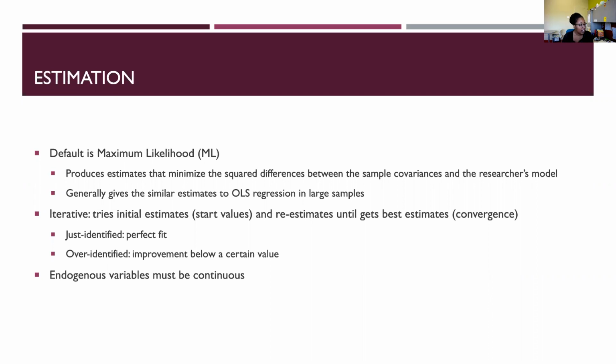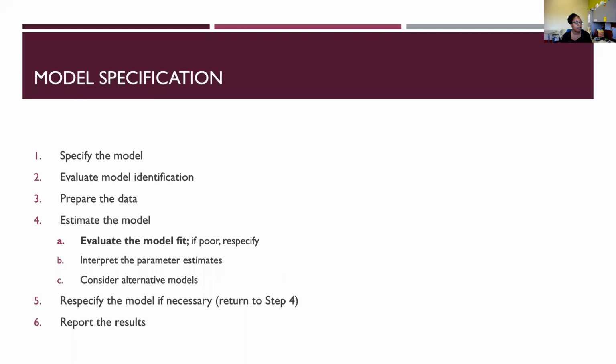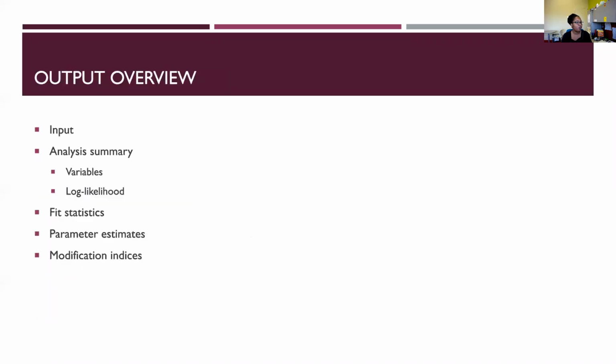All right, so our main limitation in using maximum likelihood is that our endogenous variables, those dependent variables, must be continuous. We'll get to how to talk about categorical variables much later. So that's how the model gets estimated. Once you estimate the model, you'll look at model fit.